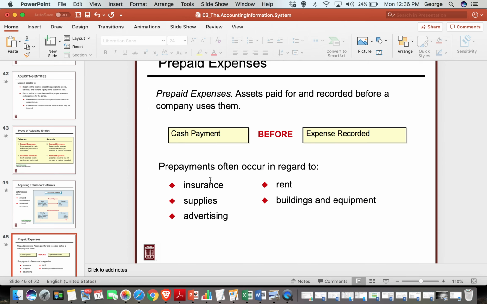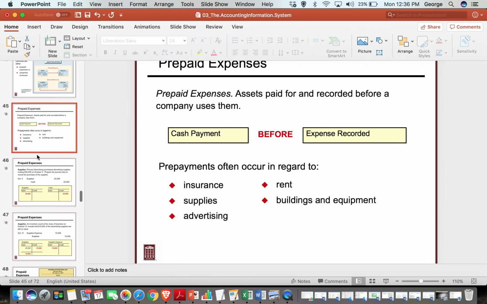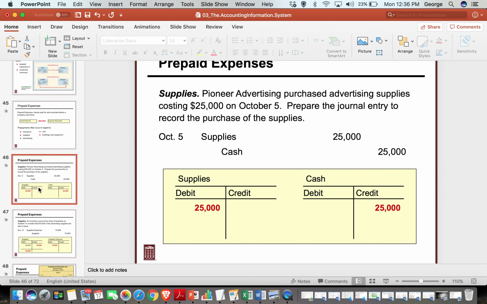All right, so prepaids, the one we normally use for examples is insurance, but supplies, advertising, rent, buildings, equipment, all are considered prepaid expenses. So we'll show some examples. Okay, so Pioneer purchased advertising supplies costing $25,000 on October 5th. The entry would be to debit supplies and credit cash for $25,000, right? That's just the entry. Now, this is not the adjusting entry. This is just the entry to buy the supplies.